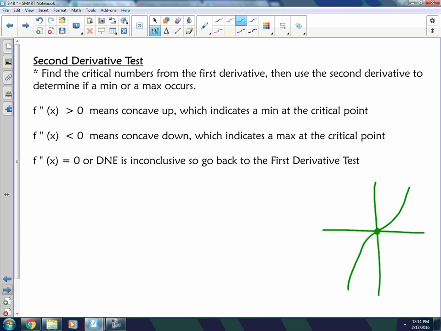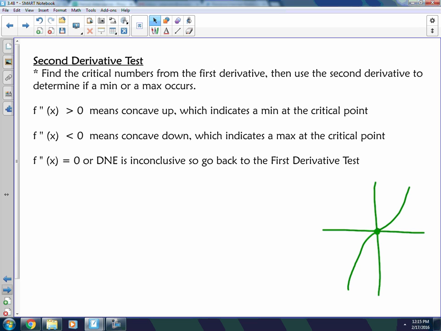Okay, now, here's where the second derivative test comes into play. We're going to get our critical numbers, where there could be mins or maxes, and we're going to take that critical number, and we're going to put it in the second derivative. And second derivative tells us if it's concave up or concave down. So if we put this number into the second derivative, and it tells us it's concave up, is that a min or a max then?